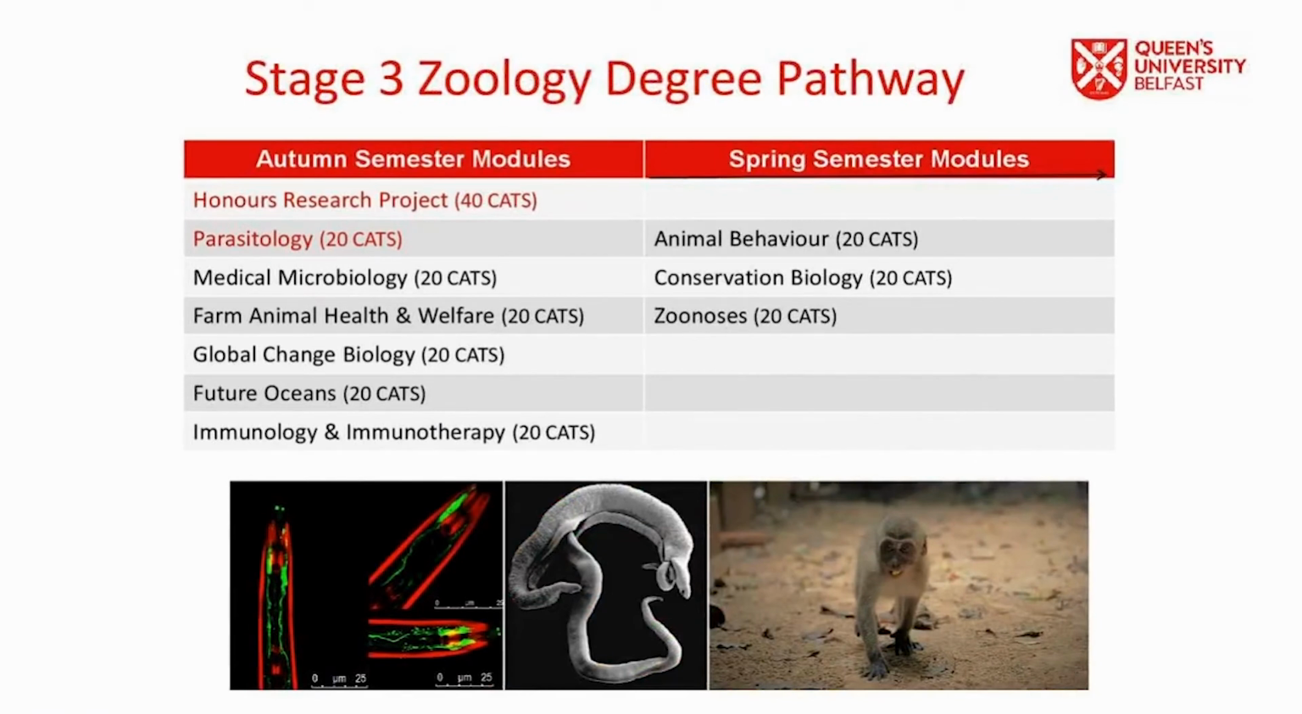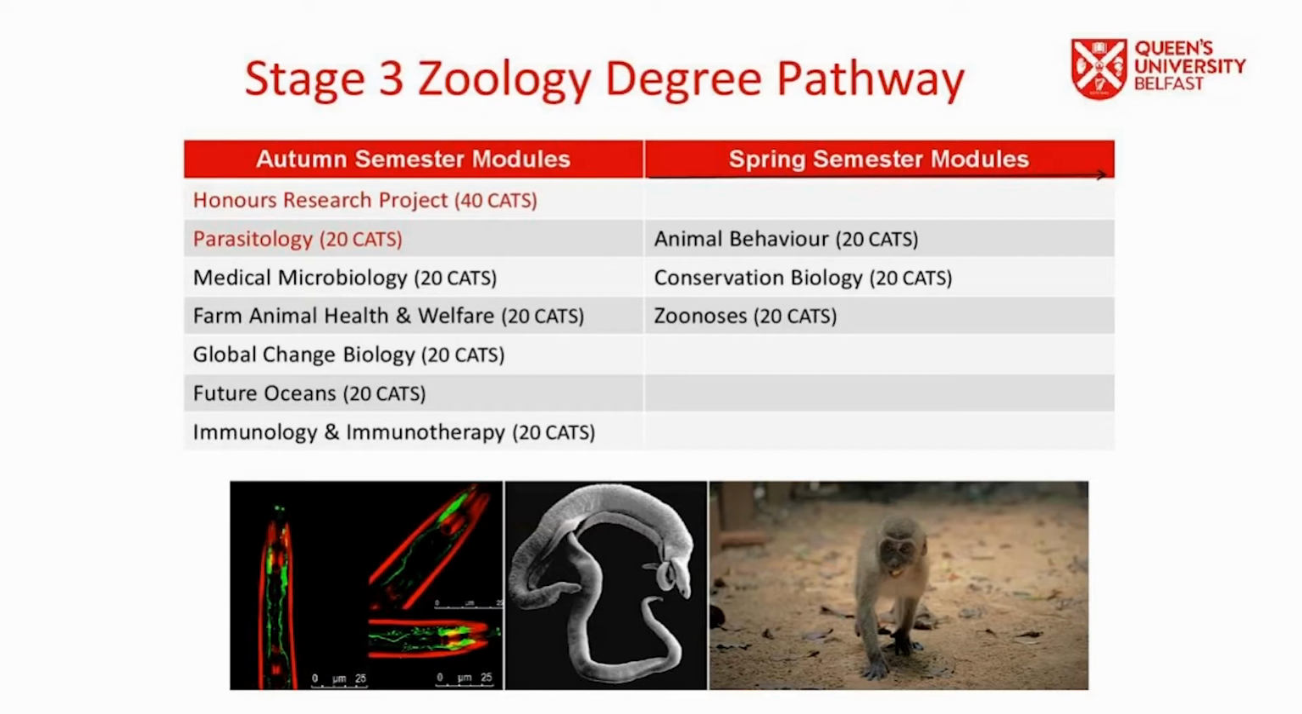Now, as we move to stage 3, all stage 3 students enrolled on the degree programmes in the School of Biological Sciences will complete the compulsory 40 cat honours project, which runs throughout the academic year. Zoology students will also complete the compulsory 20 cat module of parasitology in the autumn semester, which examines the transmission pathways of parasites in man and animals, and also those species that are zoonotic, i.e. can pass between man and animals and vice versa.